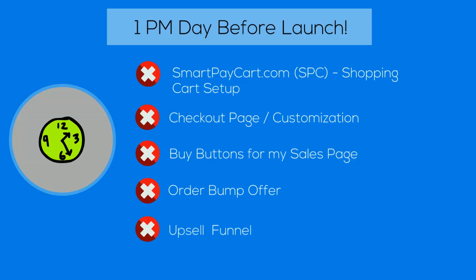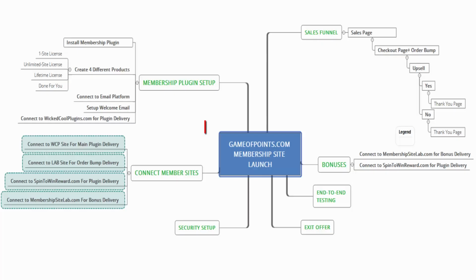And the way I do my plugin launches, in most cases, my sales site and my plugin delivery site are always different. It's almost always different. So in this case, gameofpoints.com is my sales site. That's where I sell my plugin. And wickedcoolplugins.com is the site from where we deliver all our plugins, because all the licensing and all that lives on the Wicked Cool Plugins site. So I had to connect my sales site to my content delivery site.